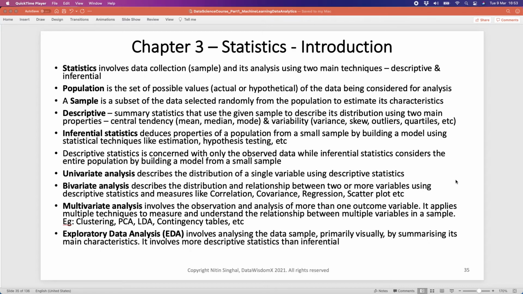So this is the end of the introduction lecture, and I hope that by the end of this statistics lecture series, you will become familiar with the basic concepts and be able to apply them while building your machine learning models. Once again, welcome to the course and thank you for joining.